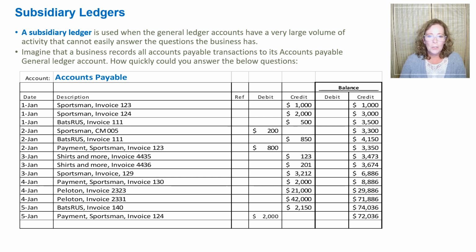What invoices make up the balance of $72,036? You could probably export the data from the accounting system and use Excel to filter or prepare a pivot table. But could you still answer these questions if you had hundreds of accounts payable transactions every single day over multiple years? Probably not. That's why businesses use subsidiary ledgers, and they're most frequently used for accounts payable and accounts receivable accounts. Think of the subledger accounts as the file folders in a cabinet drawer. You can quickly see what the business has purchased from each vendor, what returns were made, and what invoices were paid.